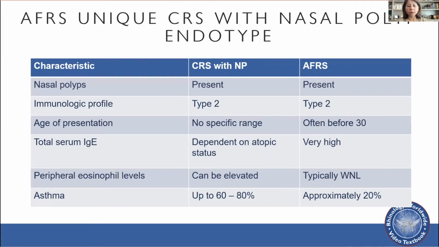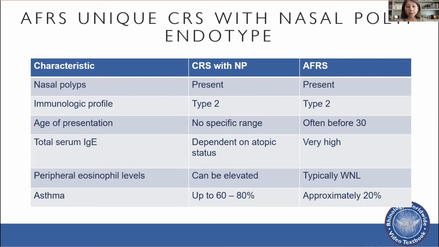I alluded to the elevated serum IgE levels. So not only do you see patients with AFRS having elevated fungal specific IgE levels, but their total serum IgE levels are often very high. So you'll get, sometimes in the 1,000 international units per milliliter, where typically in other CRS with nasal polyp patients, that serum IgE level is dependent on the patient's atopic status.